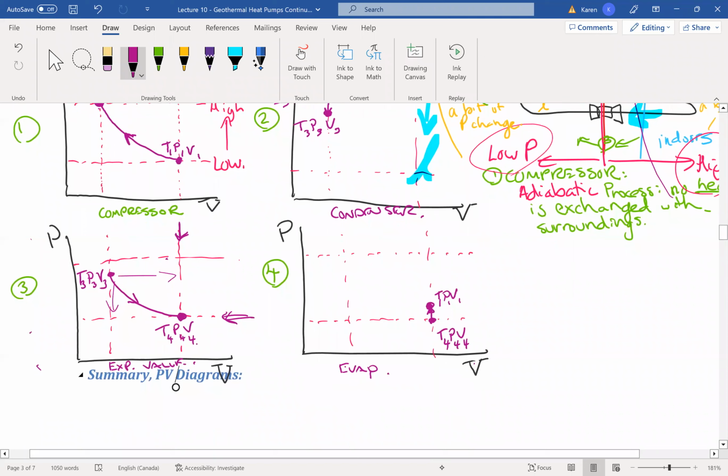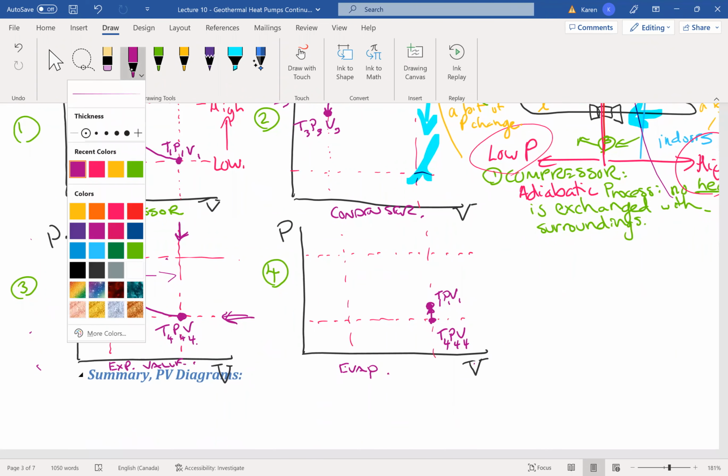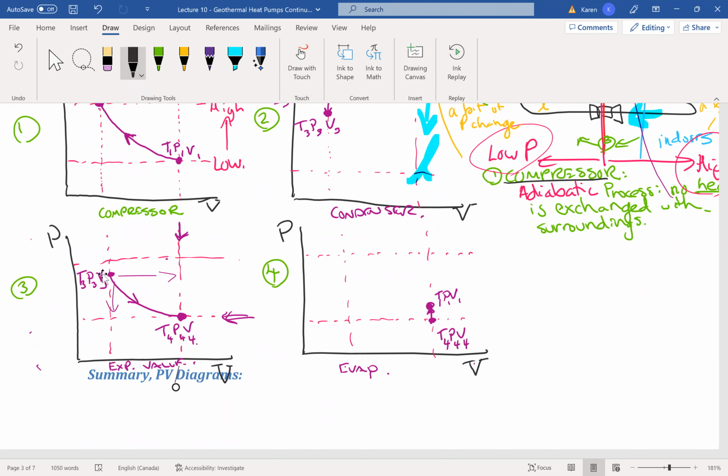Let's do a little summary of what we saw over here then. First we went over the compressor. That was an adiabatic process. Step 2 was across the condenser.